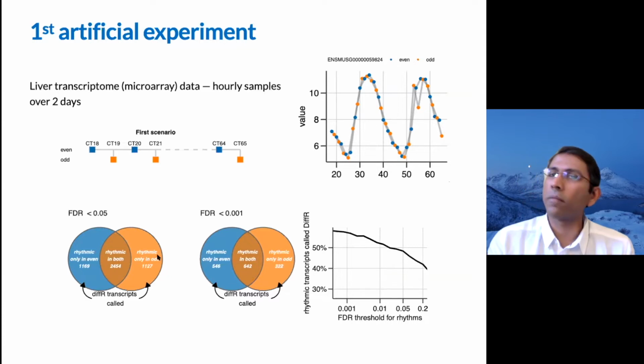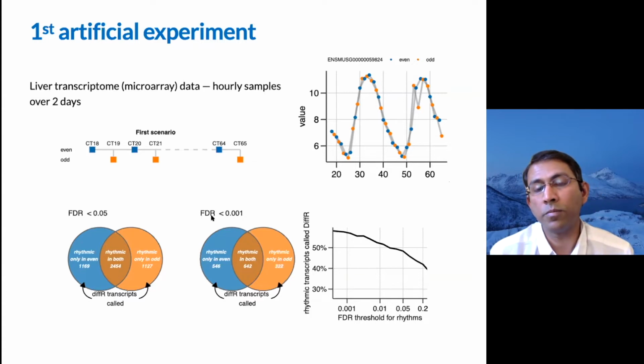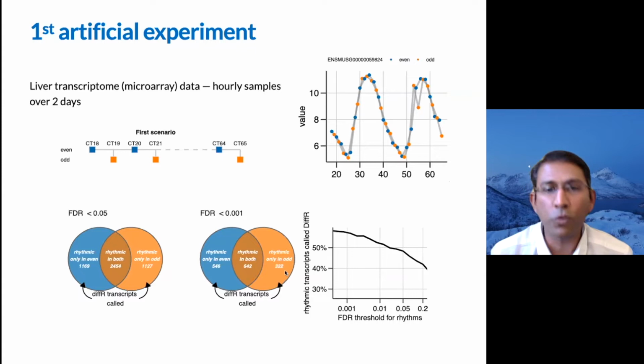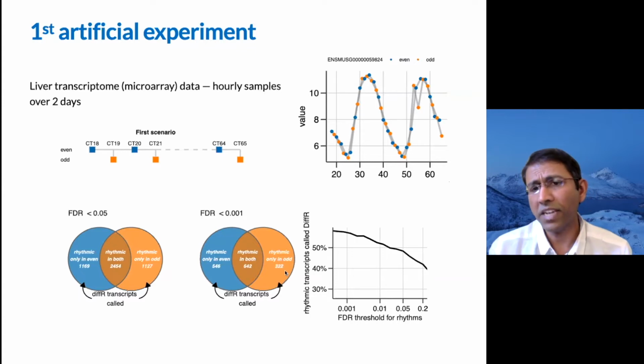One might then think, oh, maybe this is because one was very relaxed with the rhythmicity analysis, and we could use a much more stringent false discovery rate cutoff. And we observe that the problem still remains. It's just that we call fewer transcripts to be rhythmic only in odd or only in even, but at the cost of having fewer rhythmic transcripts on the whole. And in fact, if we sweep across different thresholds for calling rhythmicity, we observe between 40 and 50% of rhythmic transcripts are claimed by this approach to be rhythmic only in odd or only in even. This is clearly wrong.